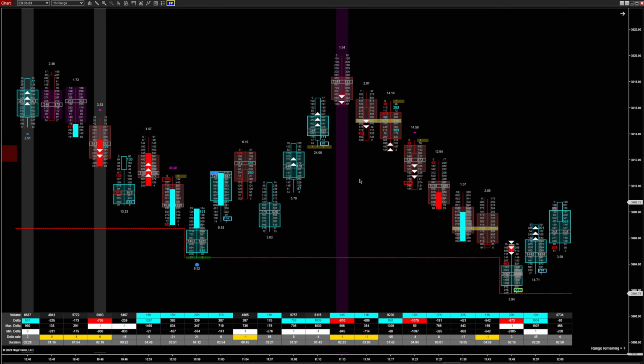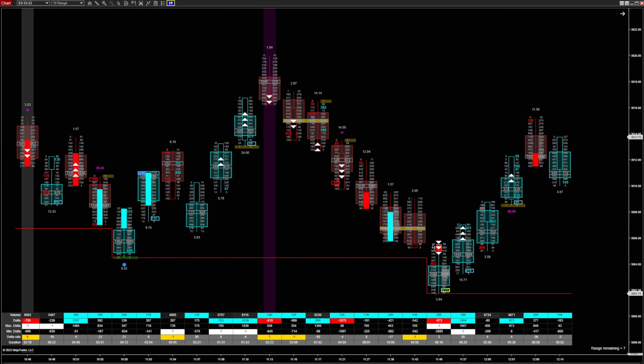But let's see what happens. So we start pushing back down. This was a play I did take. Now, if you're watching this live, I said in the Discord, stops got hit right here. There were over 1,000 contracts of stops that got hit. And we saw the low of this candle had negative 3,000 delta. That's huge. But where did the candle close?